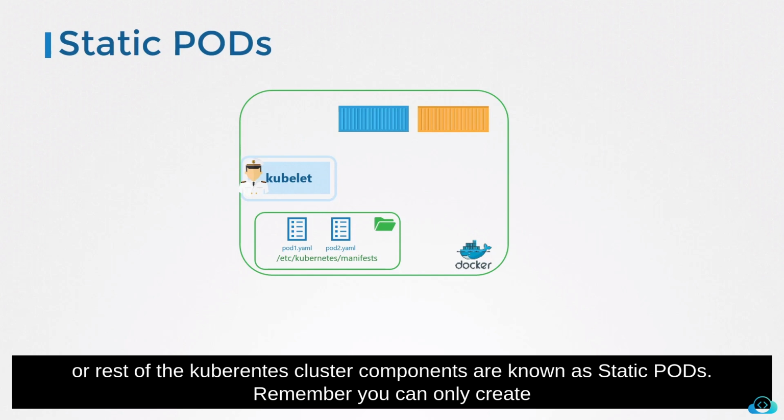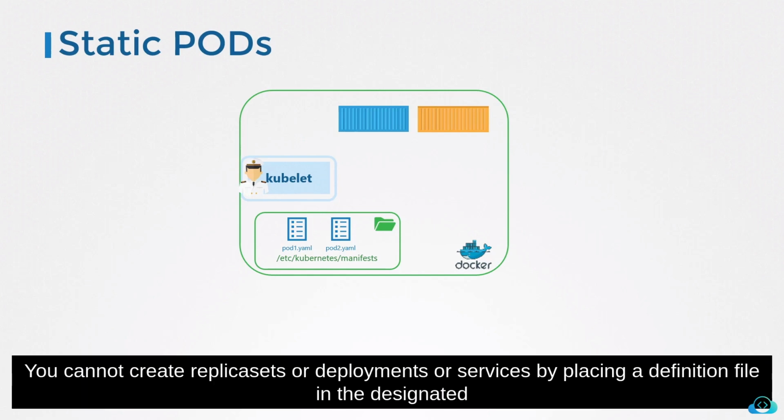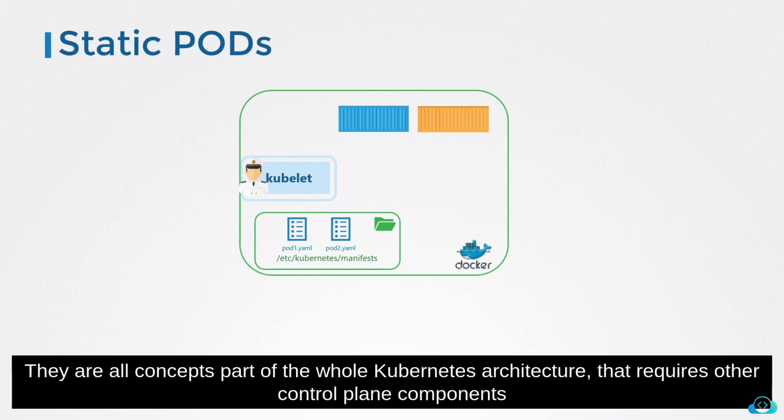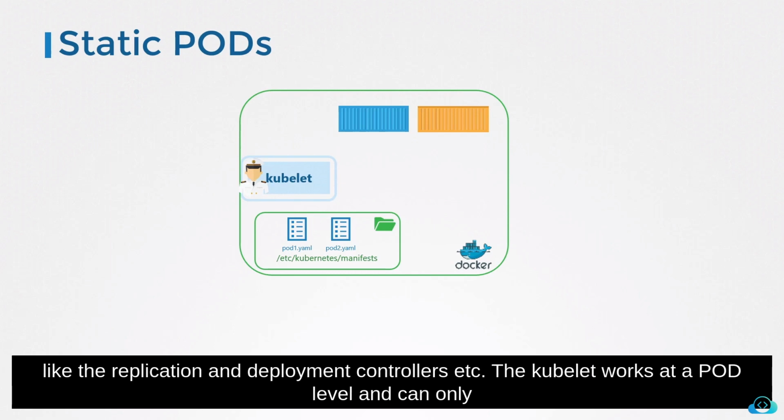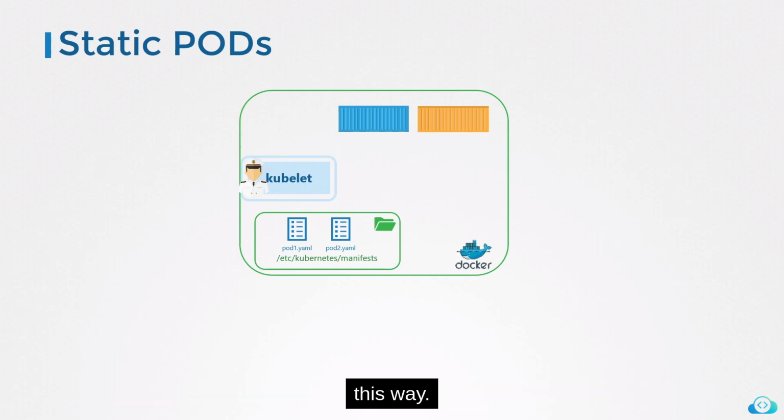Remember, you can only create pods this way. You cannot create replica sets or deployments or services by placing a definition file in the designated directory. They're all concepts that are part of the whole Kubernetes architecture, which requires other cluster plane components like the replication and deployment controllers, etc. The kubelet works at a pod level and can only understand pods, which is why it is able to create static pods this way.